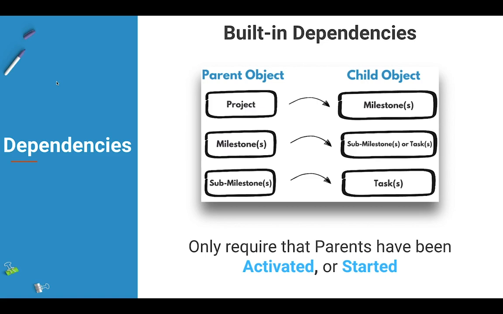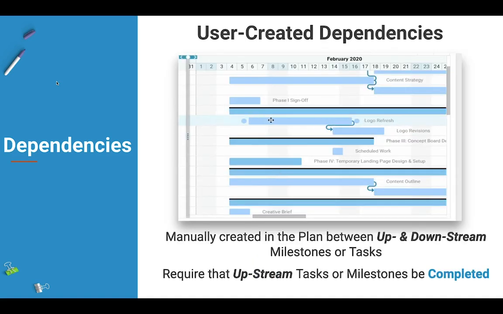The second type of dependency is a user-created dependency. And these are manually built inside of the plan between up and downstream milestones or tasks. And this type of dependency requires that upstream tasks or milestones actually be completed before downstream milestones or tasks can be automatically progressed by the auto start feature. So just because something has been activated or started doesn't mean that auto start can trigger an automatic progression if it's a user created dependency.